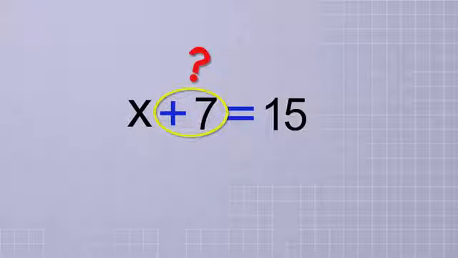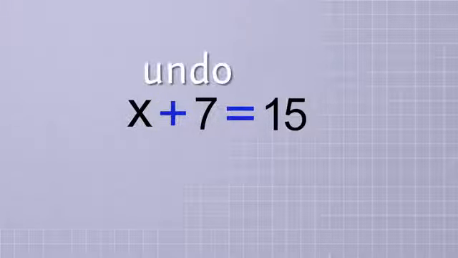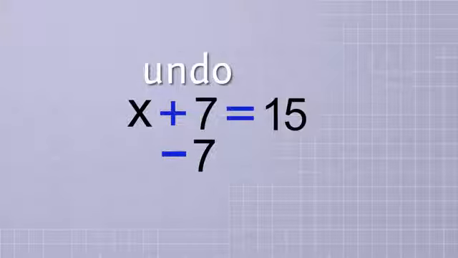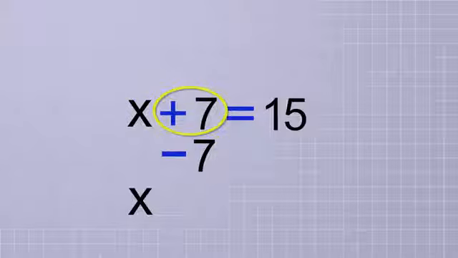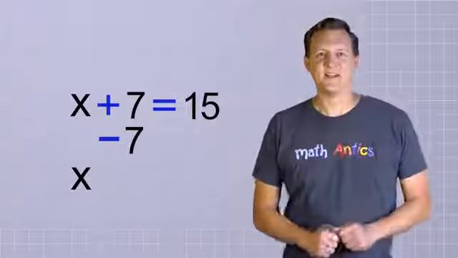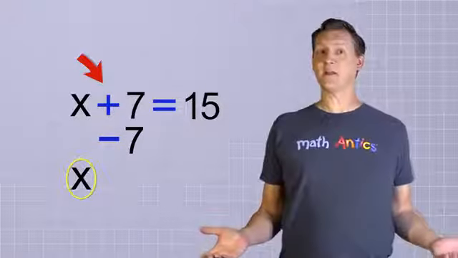Is there a way for us to get rid of that 7? Yes. Since 7 is being added to the x, we can undo that by subtracting 7 from that side of the equation. Subtracting 7 would leave x all by itself because x plus 7 minus 7 is just x. The plus 7 and the minus 7 cancel each other out. Okay, great. So we just subtract 7 from this side of the equation and x is all by itself.